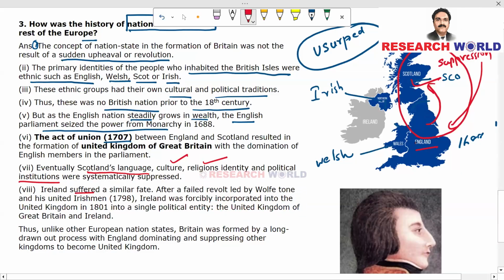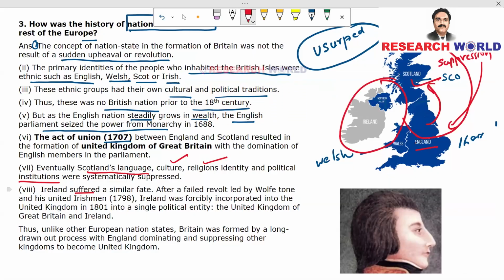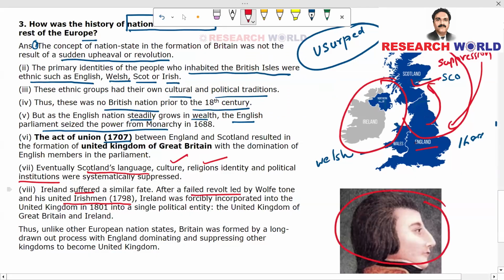Now, coming to Ireland, Ireland suffered a similar fate as that of Scotland. After a failed revolt led by Wolfe Tone and his United Irishmen in 1798, this is the portrait of Wolfe Tone. So after Wolfe Tone and his United Irishmen of 1798, Ireland was forcibly incorporated into the United Kingdom. Ireland was forcibly incorporated into the United Kingdom.